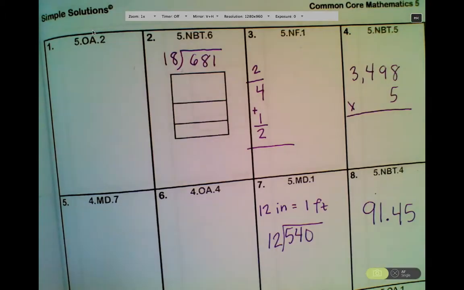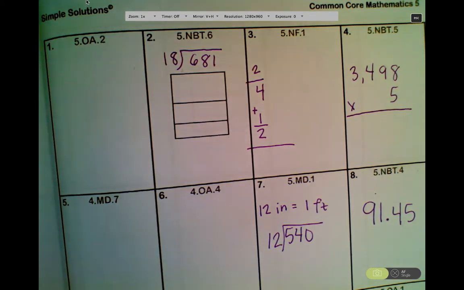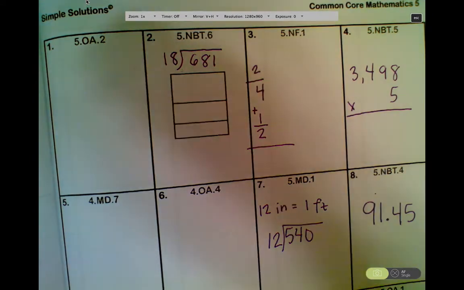Simple Solutions lesson number 47. Number 1, choose the numerical expression that represents dividing 1,600 by 84 and then dividing by 3. Your answer is A.